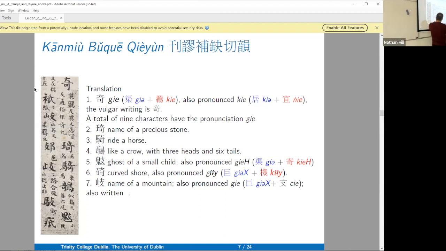And then we get a quick remark about the meaning. This ge is the name of a precious stone. This ge means to ride a horse. This ge is like a crow, but with 3 heads and six tails. And this here is the ghost of a small child. And then you hit some notes, also pronounced yet with the variant, and then there's a function for that. Okay, so this is just to give you the feel of one homophone group.